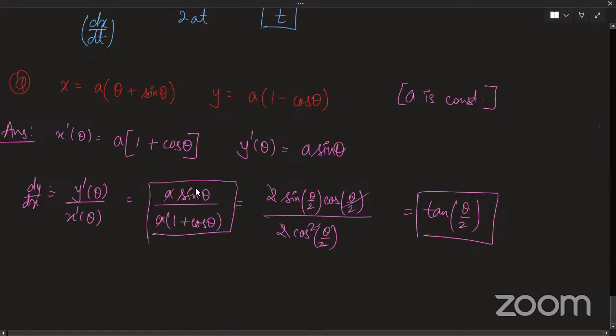Trigonometry. So I wrote sine in terms of half angle formula. So 2 sine theta by 2 into cos of theta by 2. And 1 plus cos theta can be written as 2 cos square theta by 2. So I just cut out the cos and I got this tan of theta by 2. Fine, everyone? Got it?